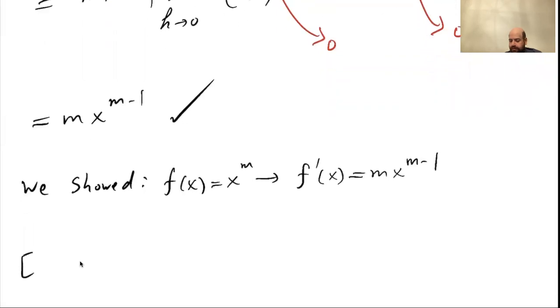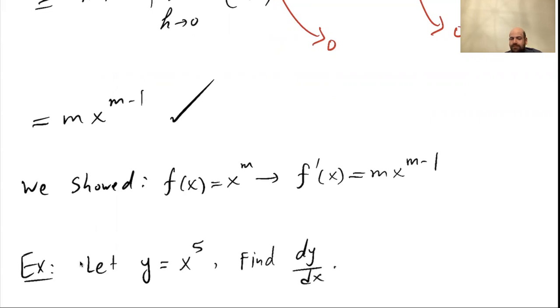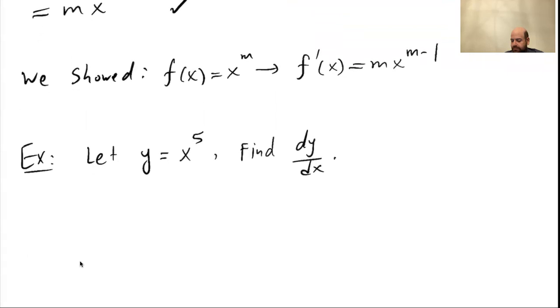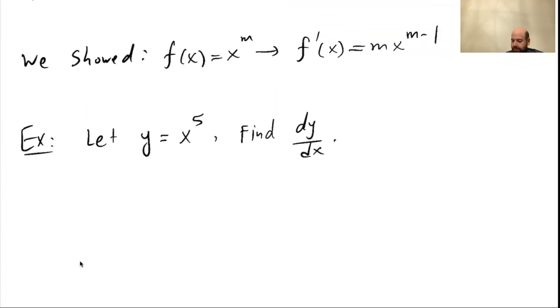So for example, let's say y equals x to the power 5. Find dy/dx. Sometimes in some questions, you may be asked to calculate y prime or f prime of x. In some questions, you may be asked to find dy/dx. So dy/dx is another notation for y prime. Like I said, dy/dx is the Leibniz notation for y prime.